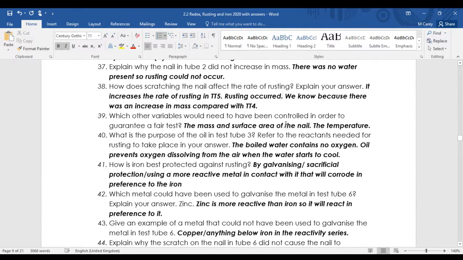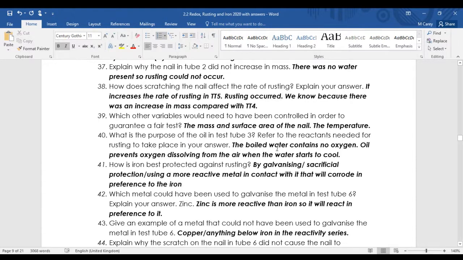Okay, other variables you could control. I think I'd said to a few of you the time, but actually having a look back on it, they'd already said everything was left for 6 days, so the time was already a controlled variable. The mass and/or surface area of the nail, and definitely the temperature. Temperature is always what you want to go for in controlled assessments, because if you increase the temperature, you're going to increase the rate of any chemical reaction. We'll do that hopefully later in the year.